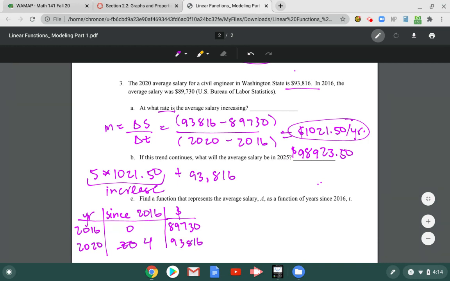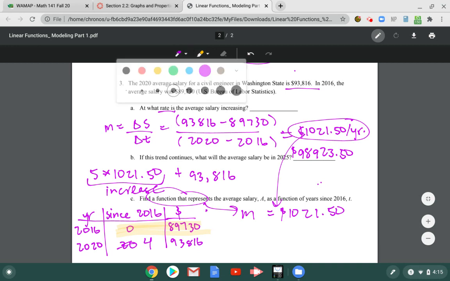And that is a salary of 93,816. Well, to find a function, my very first goal is to find M, which is my rate. I've already done that. That's equals $1,021.50 per year. I'd love to use y equals mx plus b, and to do that, I need a y-intercept, and I have a y-intercept. So that is b. Let me put this in green.